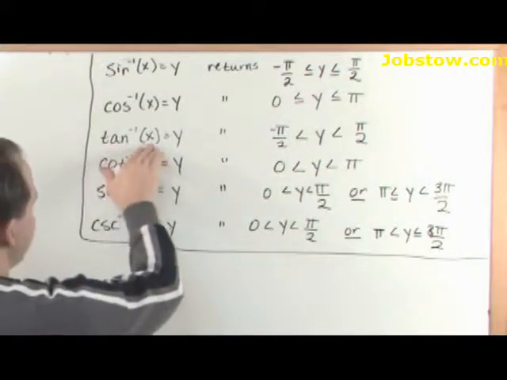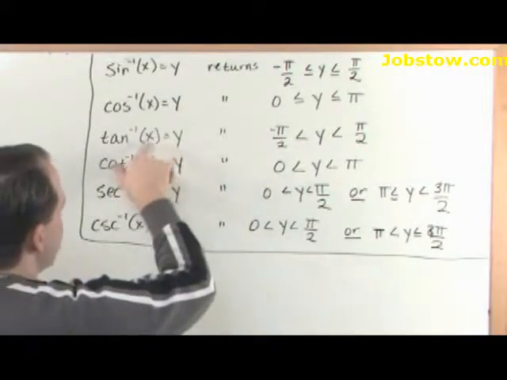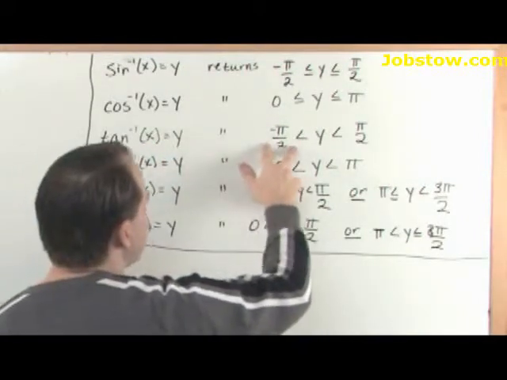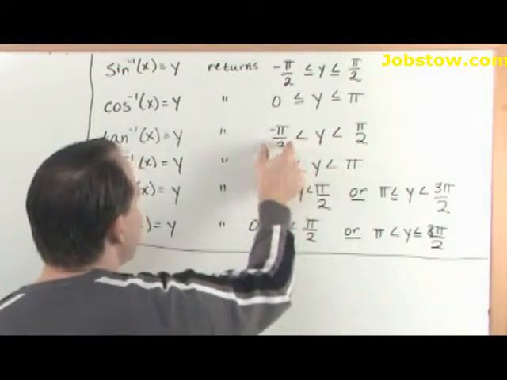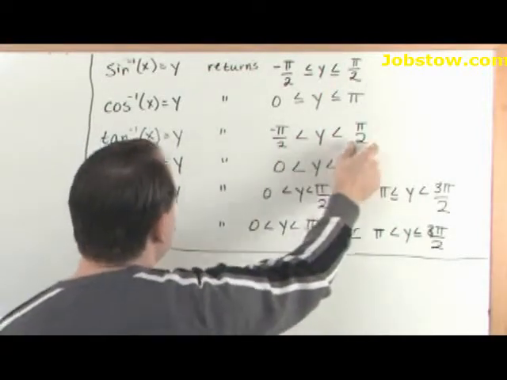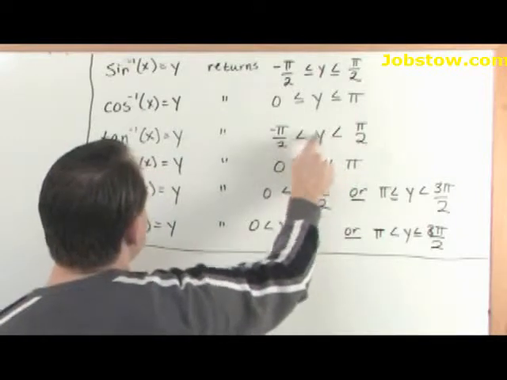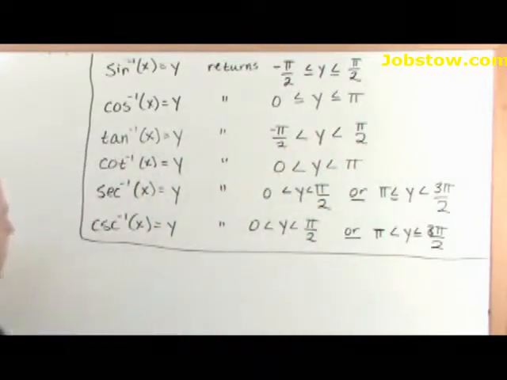Tangent, when you take the inverse tangent of an angle and you get a number and you get an angle back, it's going to return from negative pi over 2 to pi over 2. But notice that it's not inclusive. It's not going to actually return negative pi over 2 and positive pi over 2 because we don't have these little equal signs underneath the inequalities here.